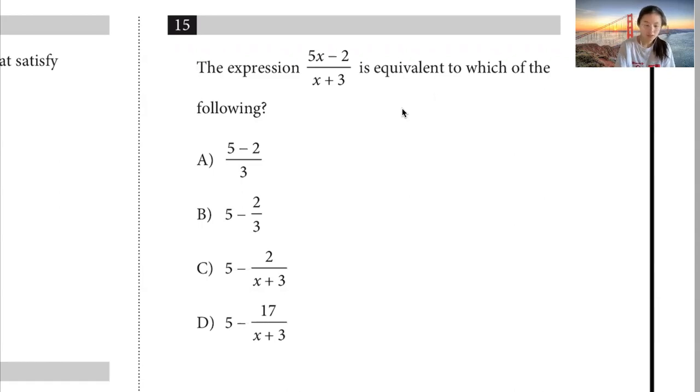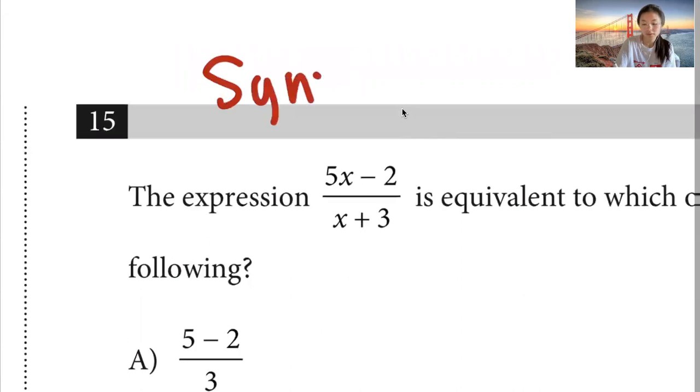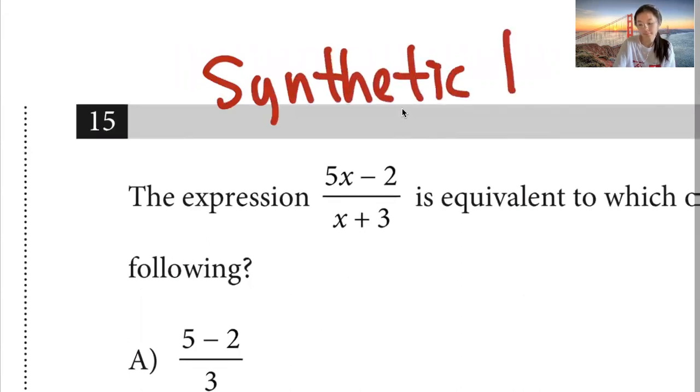So let's get started. As you can see, this is a fraction, and this is unlike any other. So say 32 over 5. Whenever you see something like this, you would go right? So we're going to do the same thing. And that same thing, but with more complicated numbers, is called synthetic division.